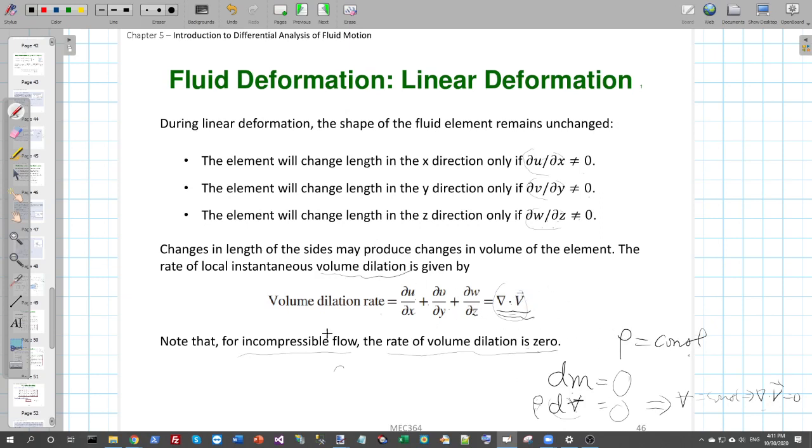Another way we can do it is, for incompressible flow, from mass conservation, what's the mass conservation form of incompressible flow? Remember what's the mass conservation form of incompressible flow?